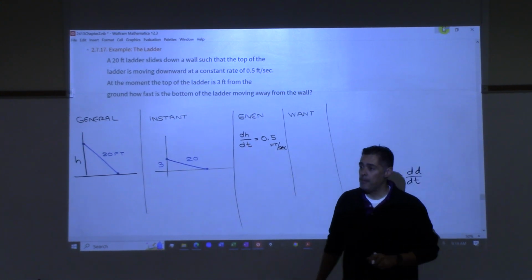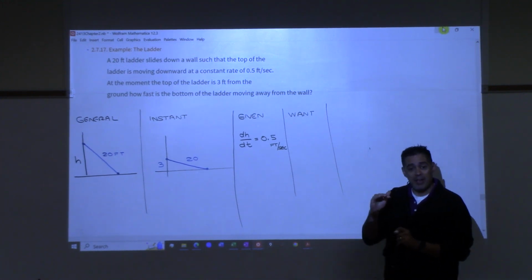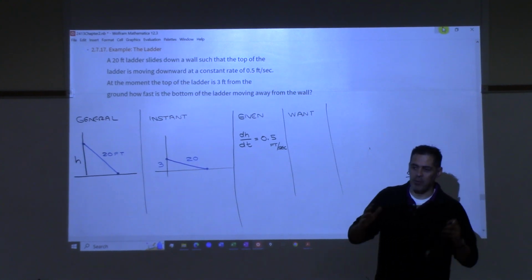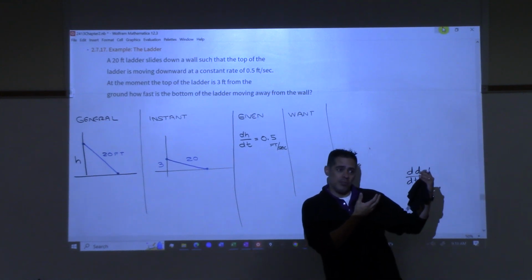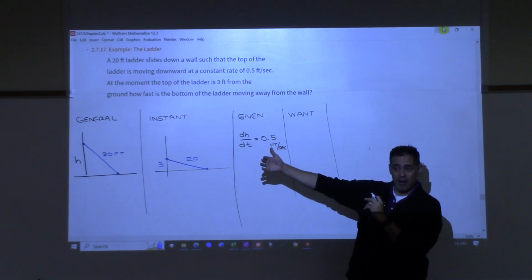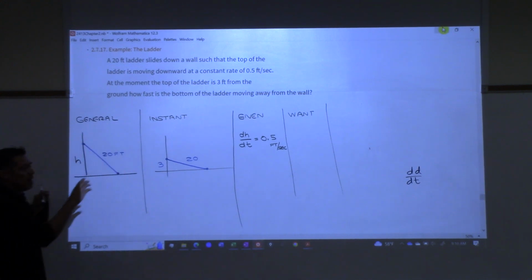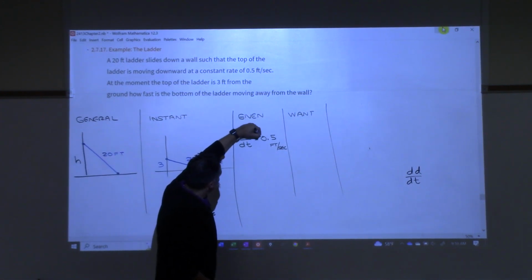Yes? Is it negative 0.5 since it's going down? Okay, so now we have to talk about whether H is growing or shrinking. In this case, it's shrinking. We did a problem before spring break where a plane was flying over, and we talked about how if the plane is coming towards you, the distance is shrinking, and if it's moving away from you, it's growing. So because H is shrinking here, getting smaller, this rate of change would have to be a negative value. We'd have to look at that as a negative rate of change. So we have to include that right here.